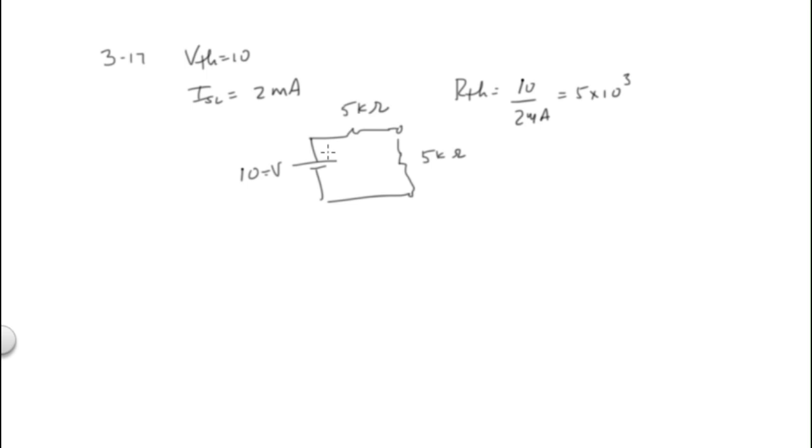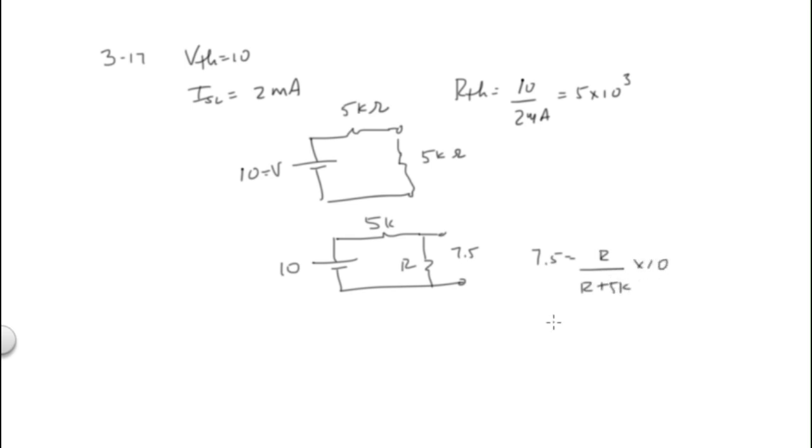Now move the variable resistor until the load voltage is 7.5 volts. Calculate the new variable resistor. At that point, we don't know what R is, but we know this is 10, this is 5k, and we've got a voltage out of here of 7.5 volts. R is unknown, but I have 7.5 volts. So voltage divider: 7.5 is equal to R over R plus 5k times 10. Solve for R. Alright, so let's do that.